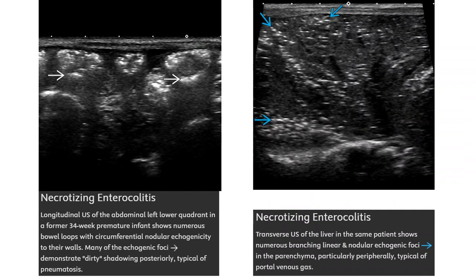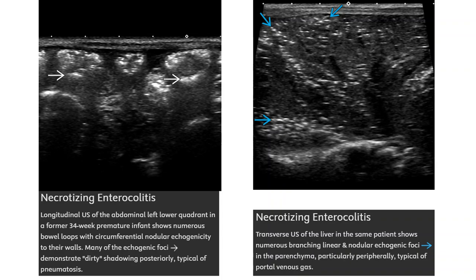Ultrasound of the abdominal left lower quadrant in a former 34-week premature infant shows numerous bowel loops with circumferential nodular echogenicity in their wall. Many of the echogenic foci demonstrate dirty posterior shadowing, typical of pneumatosis.